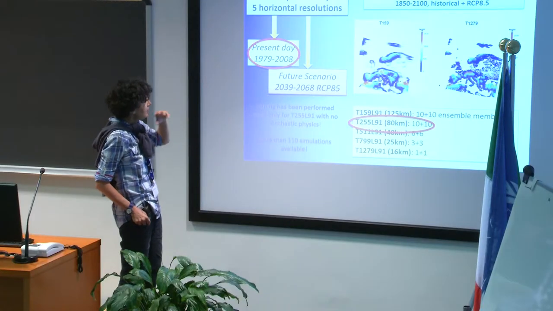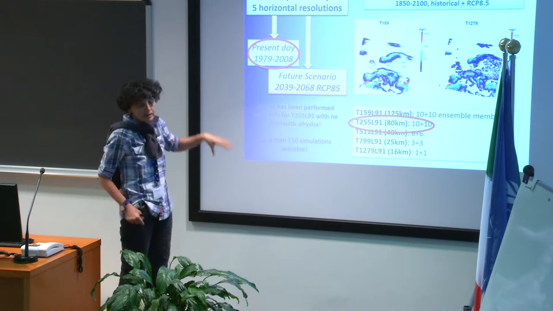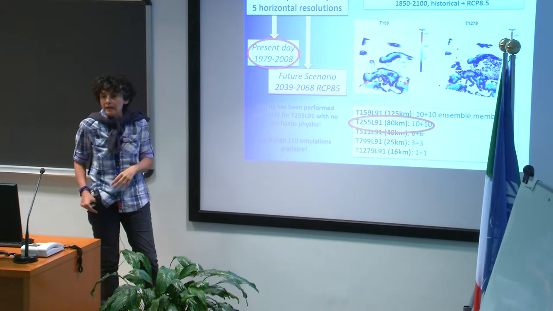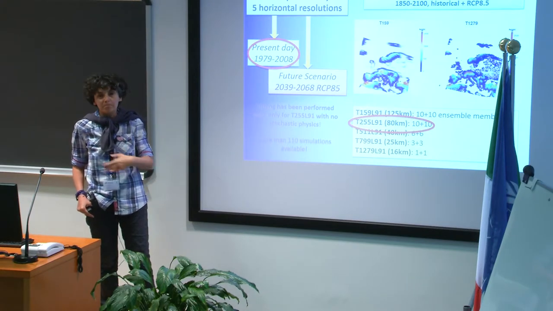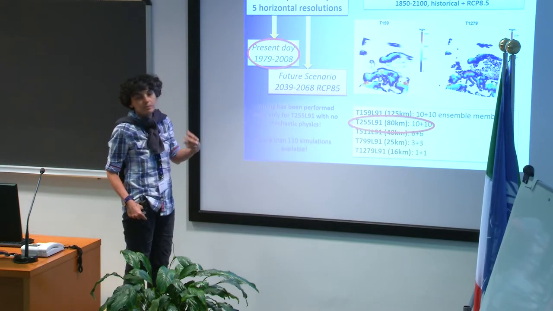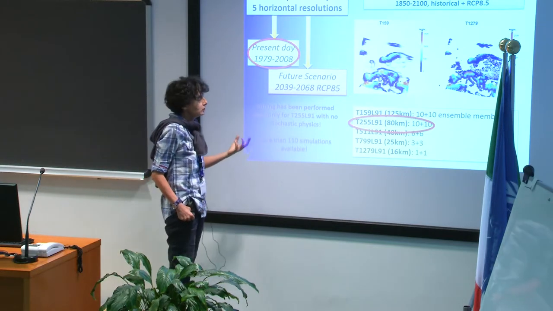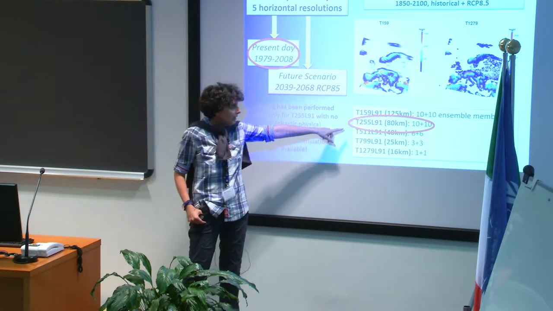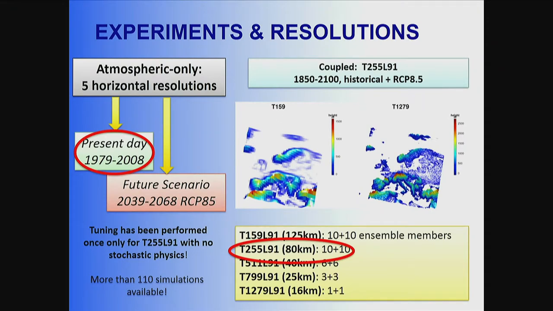The data set of this experiment is available on a server and can be used for research. We are happy if people want to study something using this data set. Here, I just focus on this small part of the experiment: the 10 ensemble members without stochastic physics, all the same, in T255, AMIP.